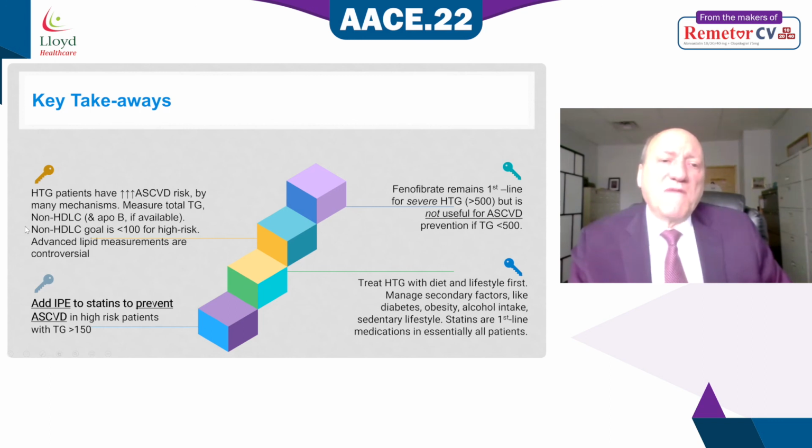We have all these risk factors. We want to get that non-HDL under 100 or even under 70, depending on the case. We have all the things tied up with high triglycerides. We want to add icosapent ethyl to statins to prevent ASCVD in the patients whose triglycerides are over 150. And then, of course, we're going to treat diet, lifestyle, secondary factors as best we can.